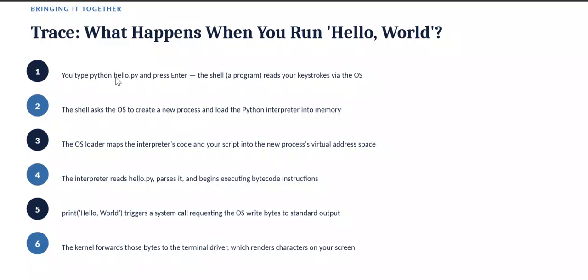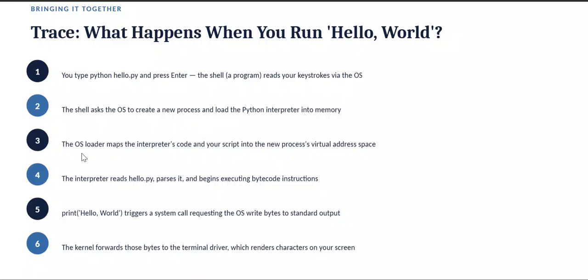Let us use another example for this one. When you run an application on your device, the shell reads the keystroke you clicked, and the program reads it through the operating system, which sends it to the CPU for execution. Now the shell asks the OS to create a new process and load the Python interpreter into memory.